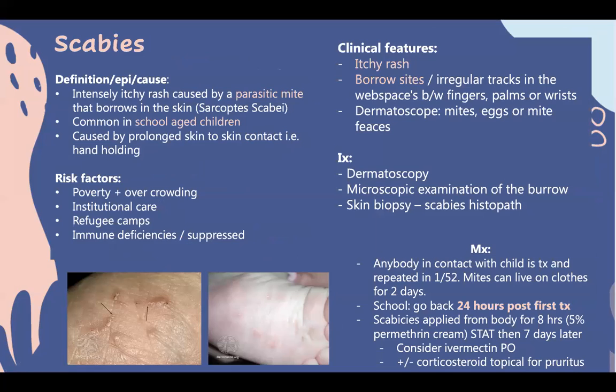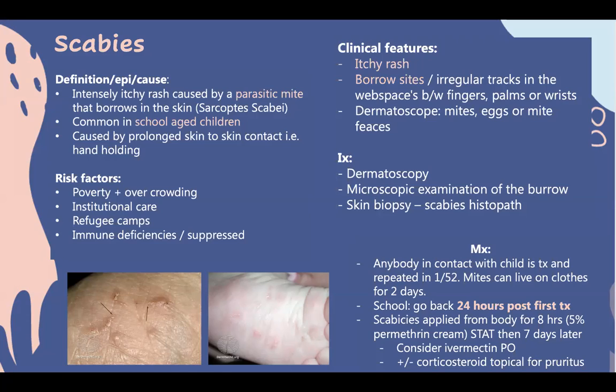Scabies, intensely itchy rash caused by a parasitic mite. It burrows into your skin. So you can see it here. It enters here and then goes all the way through and burrows in under your skin. So I feel itchy just talking about it. So it's an intensely itchy rash. You always look in between the finger webs because that's typically where they tend to go. It happens in school-age children because they like to hold hands with each other. They like to be around each other quite a lot. So it's spread by skin-to-skin contact.